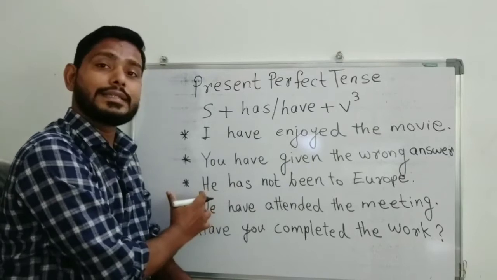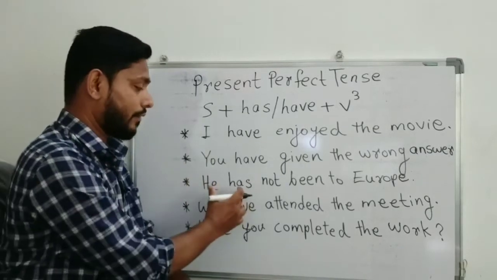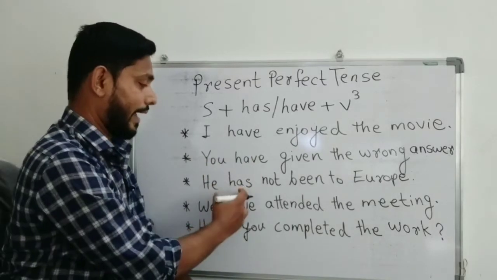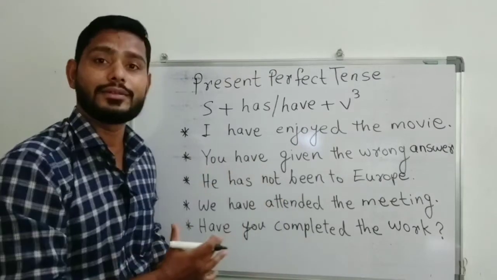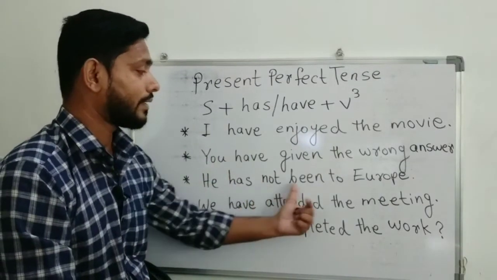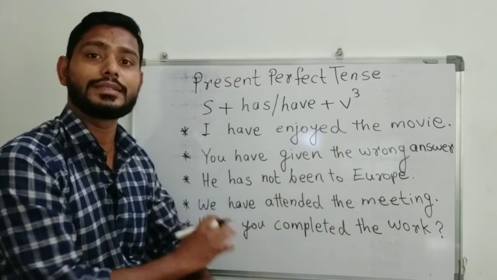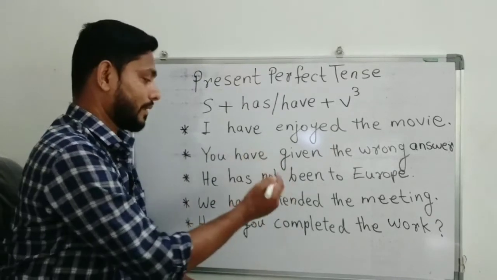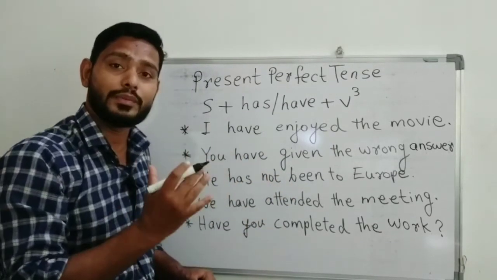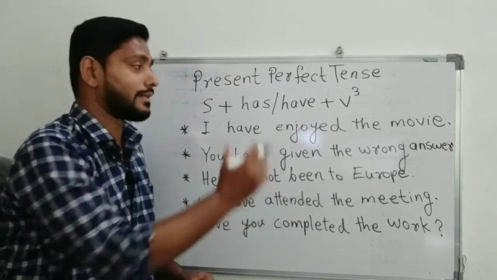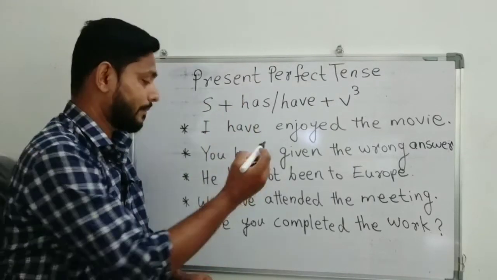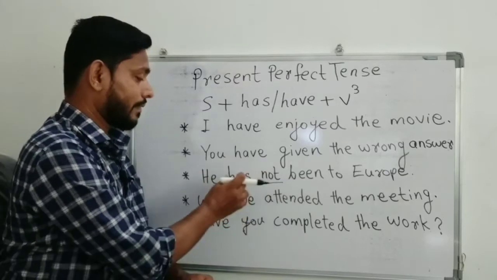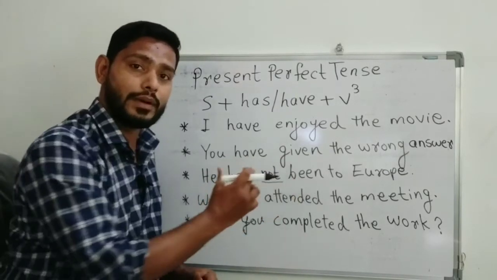He is third person singular, that's why we have to use the auxiliary verb also in singular form. He has, and it is a negative sentence. He has not been to Europe, means that person has not ever visited Europe. So here what you want to remember is that to make a negative sentence in present perfect tense, we have to add not in between auxiliary verb and main verb.